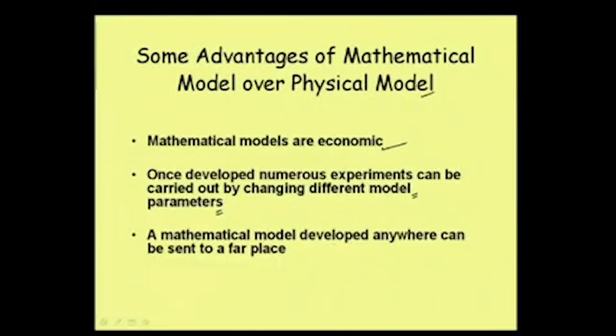Then a mathematical model developed anywhere can be sent to a far place. If we are developing a model in IIT Guwahati, that can be sent to any other place simply through the web now. So that is one great advantage. But if we develop a physical model in this institute, and someone from a far place asks for this model, transporting that physical model, if it is of bigger dimension, will be a big problem. But that is not happening in case of a mathematical model. We can send the code straightaway, and people are sharing their knowledge, and people are using this mathematical model with great advantage.